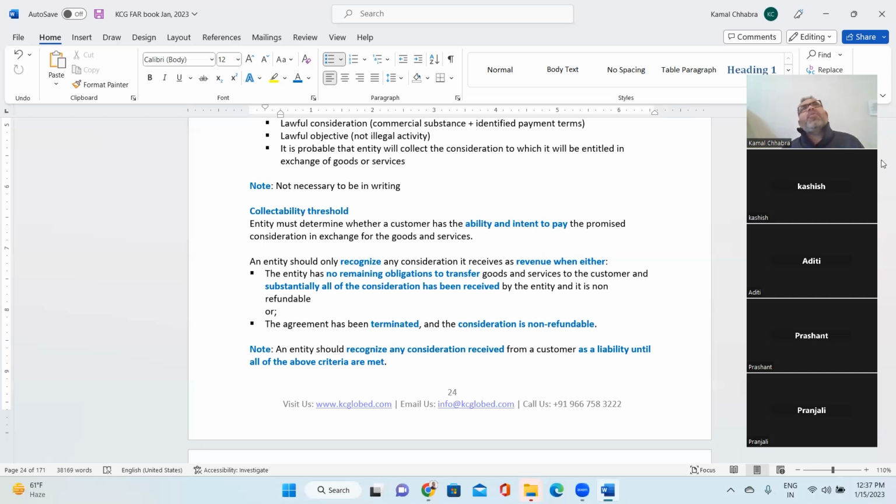The second thing is the agreement has been terminated and the consideration is non-refundable. How many of you have purchased a flight ticket from Make My Trip, Yatra.com? Have you purchased any ticket from them? Yes, sir. Right? And for any reason, if you have to cancel that ticket, how much refund do you receive?